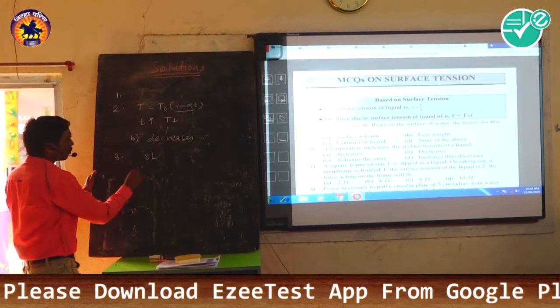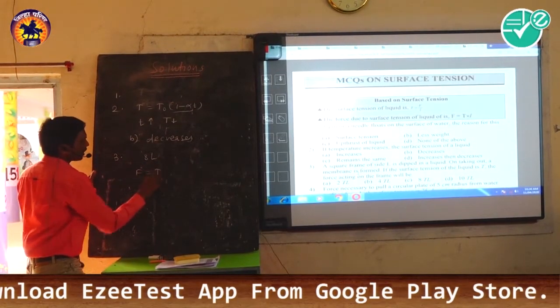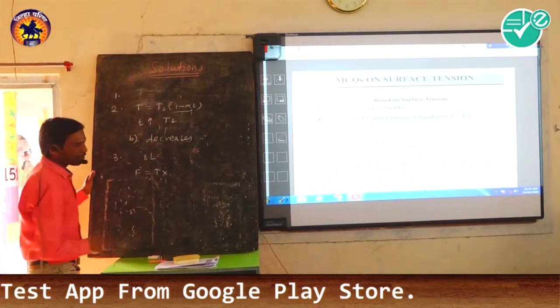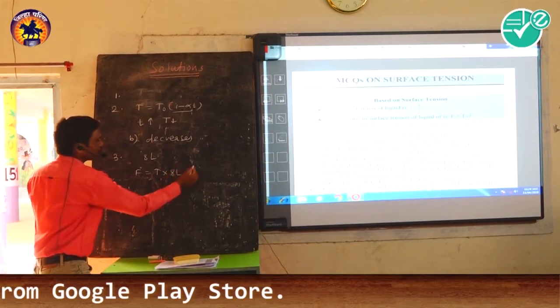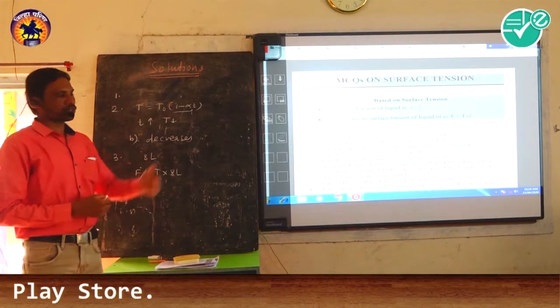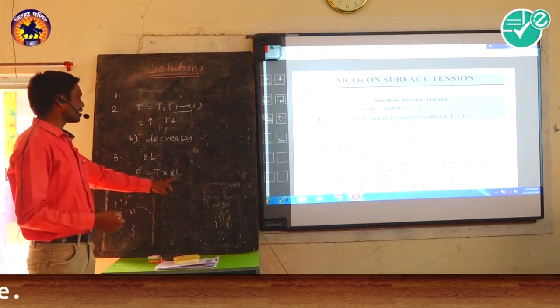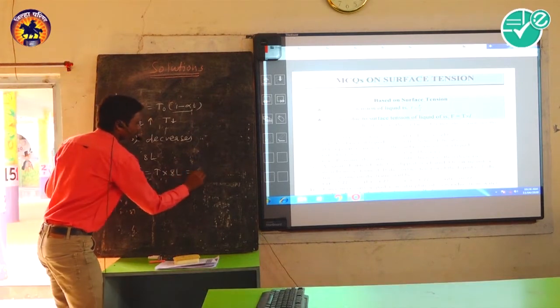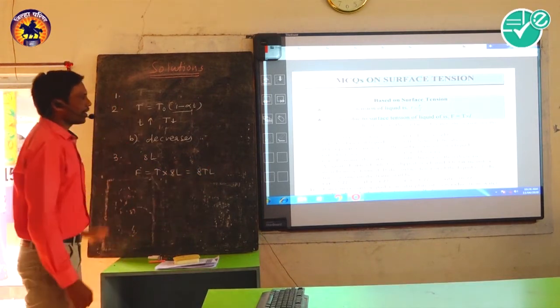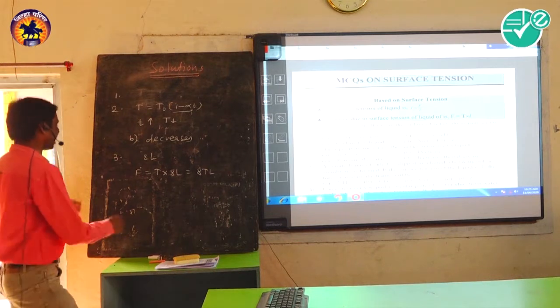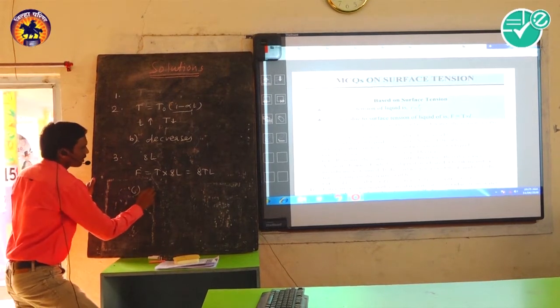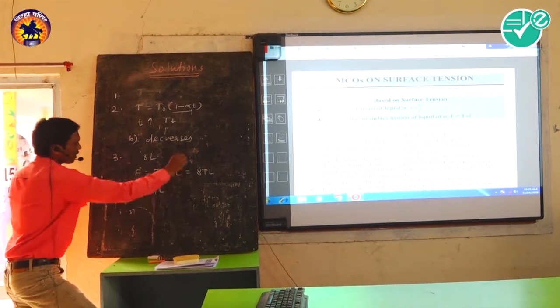But we know the force due to surface tension is the surface tension of the liquid into the length of the object that is actually in contact with the liquid, and that is 8L. So that is equal to 8TL. It means the option is C, and that is 8TL.